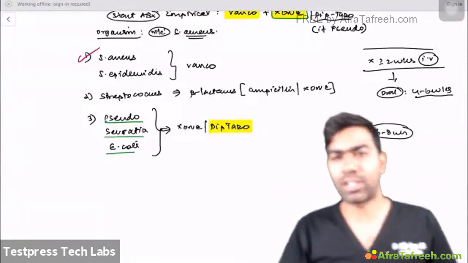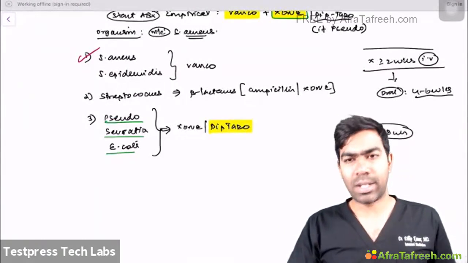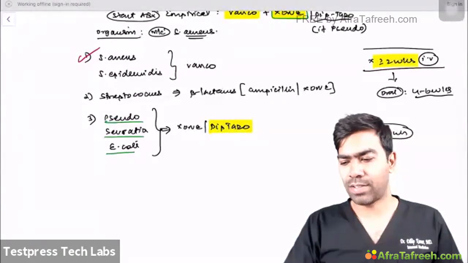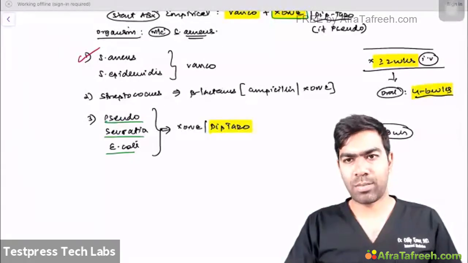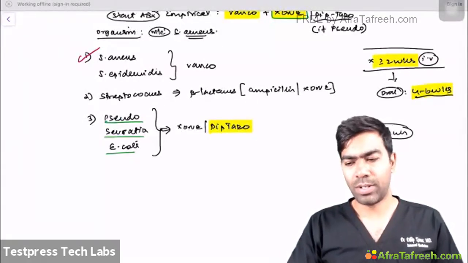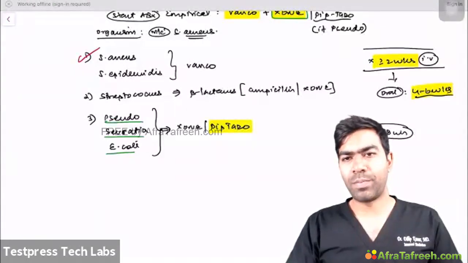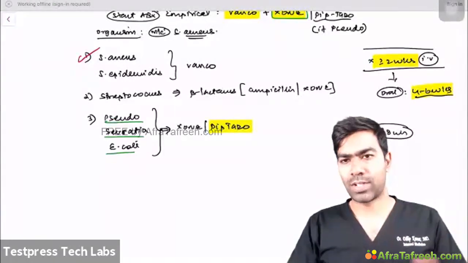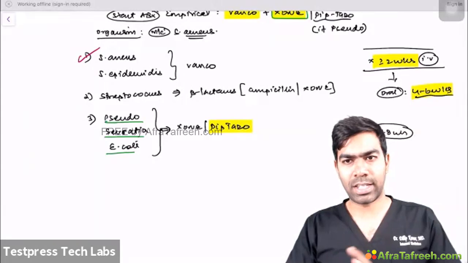It's like infective endocarditis only. Even in infective endocarditis, the same treatment will be there. At least 2 weeks of IV and 4 to 6 weeks of oral antibiotics. This is for infective endocarditis also. But remember, for IV, I told you the minimum is 2 weeks. Maximum you can give up to 4 to 6 weeks also. That doesn't matter. Depending on the response, the things will keep changing.